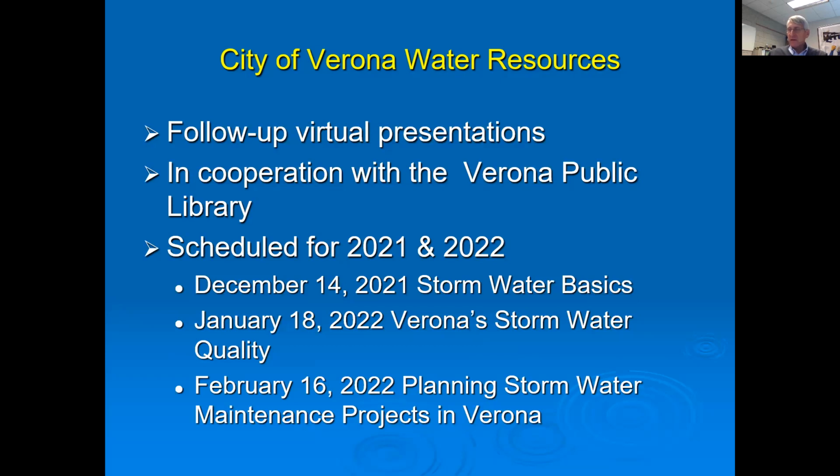And then finally, in February, I'll be talking about how we're doing some long-range planning and looking at where we would be prioritizing major maintenance projects, basically those stormwater pond cleanout projects as we go along. Because as you noted, we have nearly 60 stormwater basins to manage in the city of Verona.